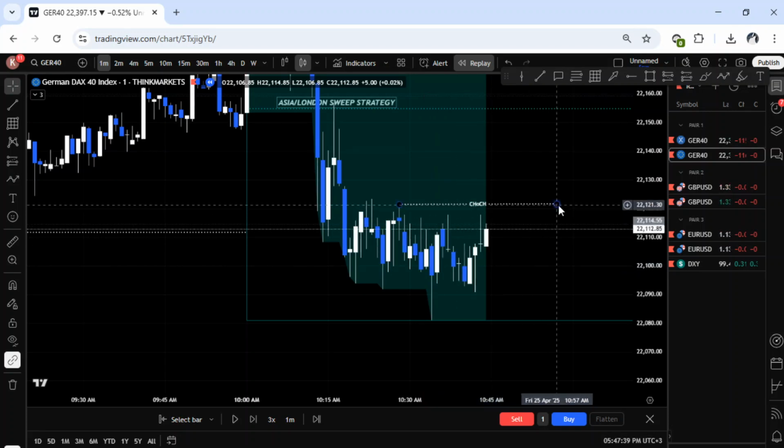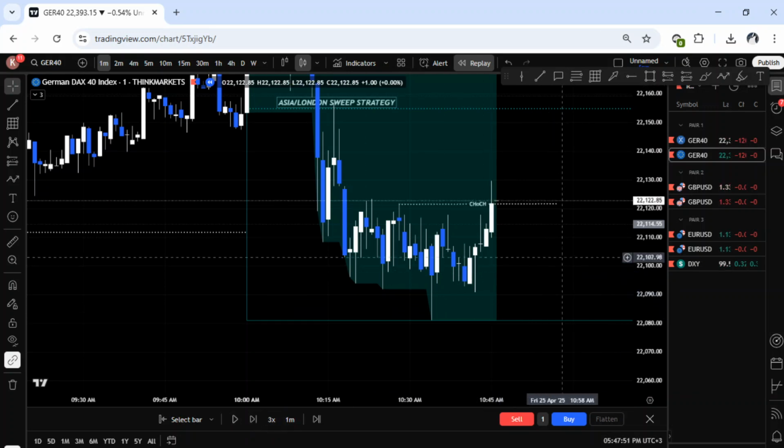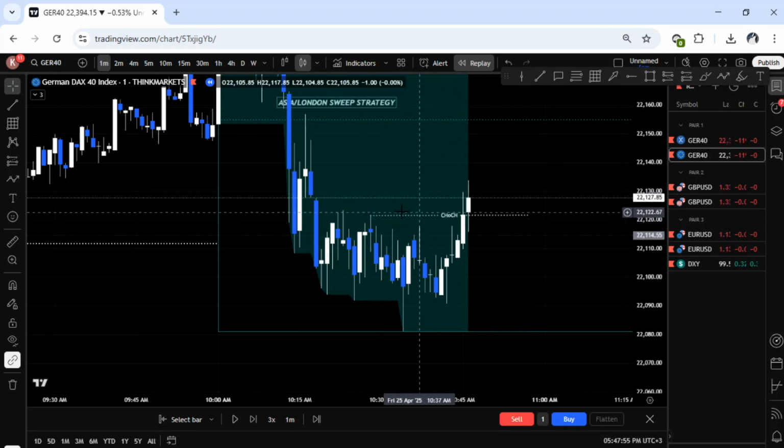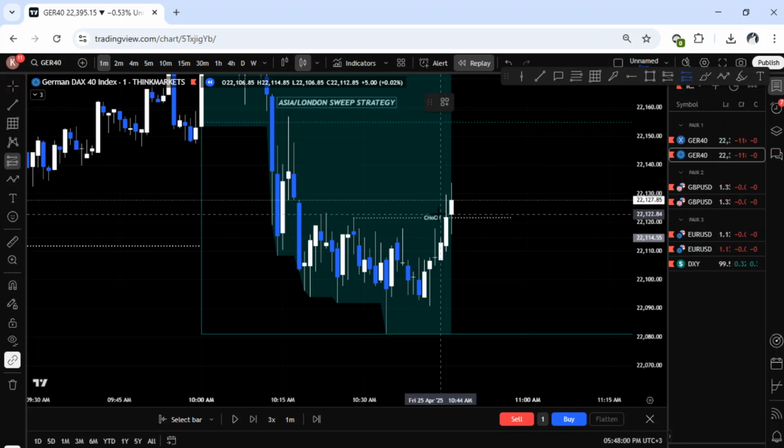Only if the 15 minutes does not close, that is when we shift to the 1 minute. So we wait for the first 1 minute to close. As you can see, it has already closed above it, but if you are not sure, just wait for the next one, and as you can see, it has now clearly closed above the change of character. And that is how you take your entry at market execution.